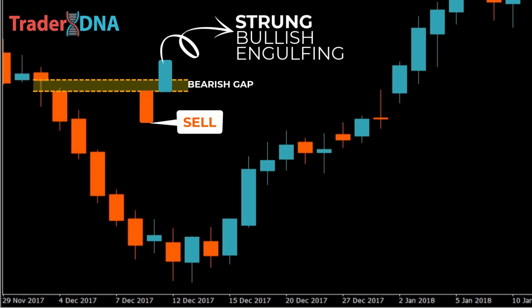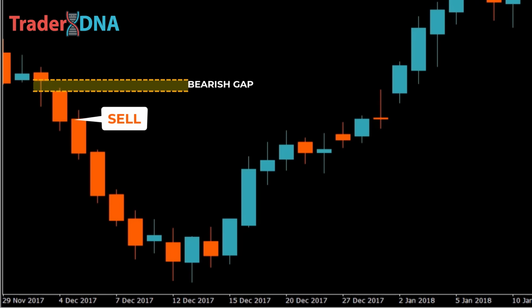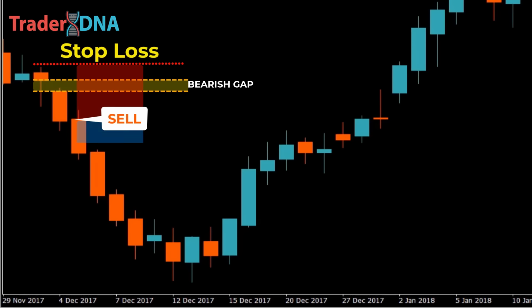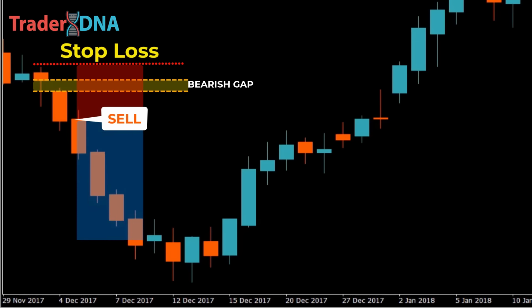In this case, what happened? The price dropped and formed a strong bearish candle, a clear sign that the market is committed to continuing its bearish trend. So the right move? Enter a sell position on the next candle's open and place your stop loss just above the previous candle before the gap. And boom, the price plummets rapidly, locking in massive profits for traders who caught this setup.